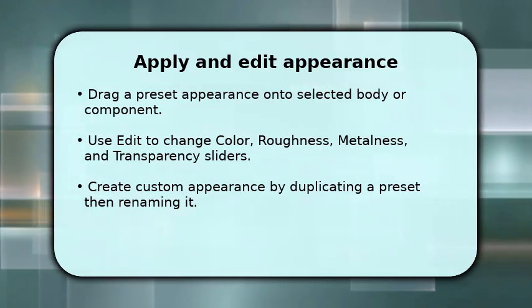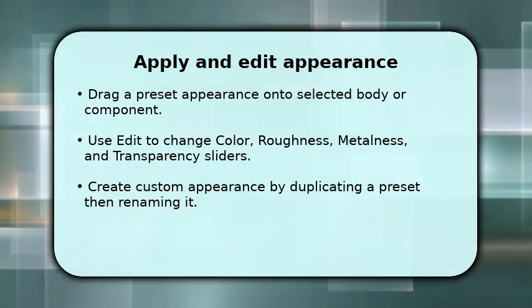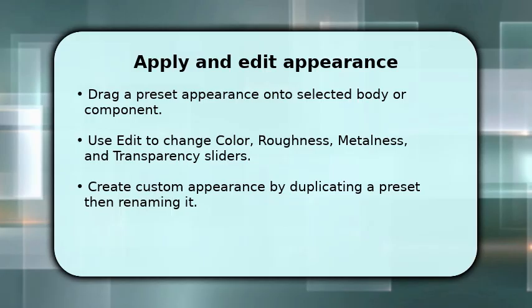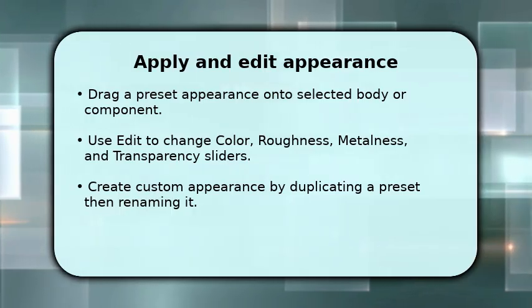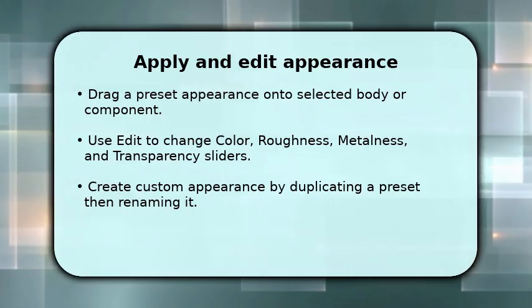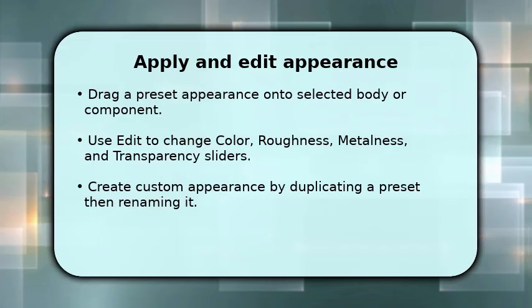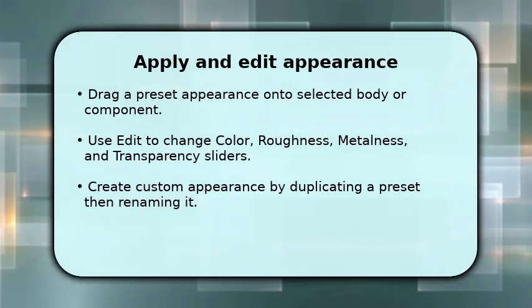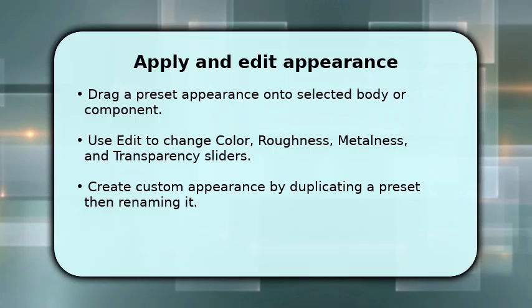Here you change base color, roughness, metalness, and transparency to tune reflectivity and finish. If the built-ins don't match, duplicate a nearby preset and rename it, then adjust parameters so you can reuse that custom look. Make sure to apply to the correct level, face, body, or component so the color stays where you expect during assemblies.